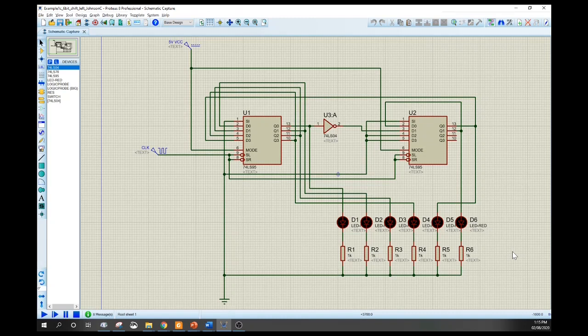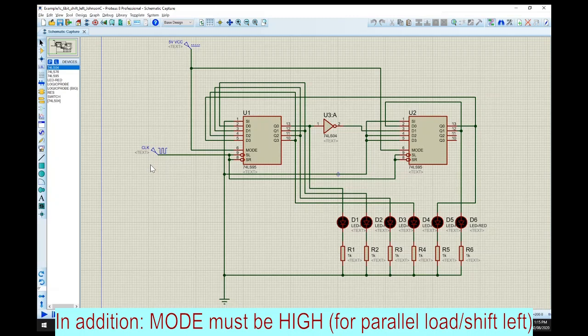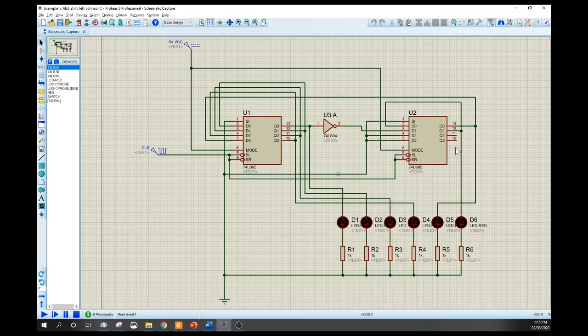So this is how it looks like in Proteus or in any CAD software. We have here the two 74LS95 ICs, and we have here the inverter. We are using a 74LS04 IC. All the clock inputs are connected to the clock source, and all our unused inputs are connected to ground. We have arranged our LEDs in a way to easily see the direction of our shift. Our shift in is the output of this inverter, which is B in our original design.